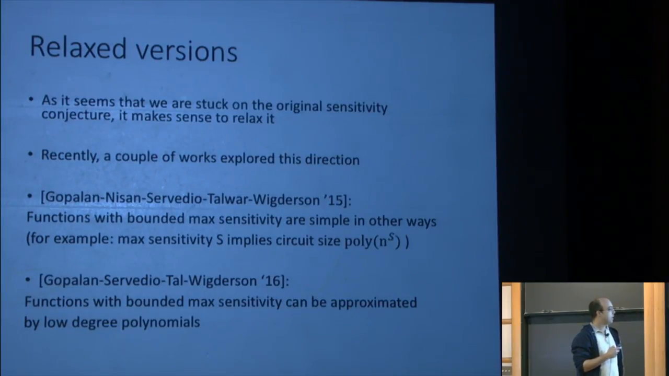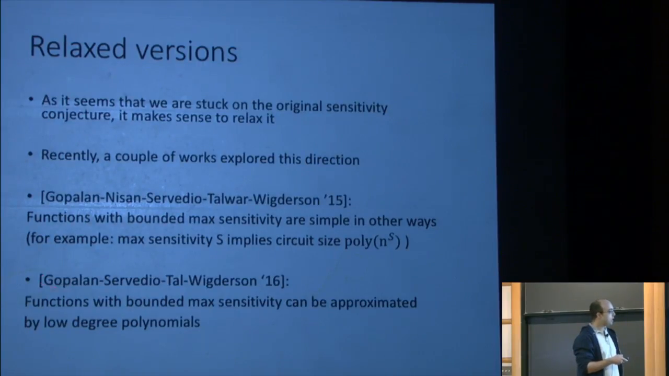They said, well, maybe we don't know how to prove what we want to prove, but maybe there are other notions in which functions of low sensitivity are simple. And they show a variety of different ways in which they are simple. Just to give you an example of the results, if the max sensitivity is s, and you want to compute this function by a Boolean circuit, you don't need a very large circuit. You need only polynomial in n to the s. So these are other ways in which low sensitivity functions are simple.